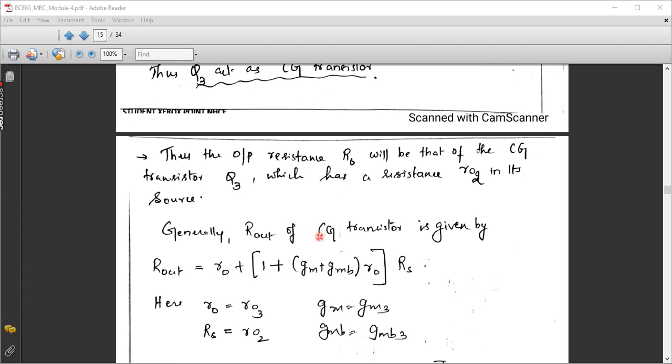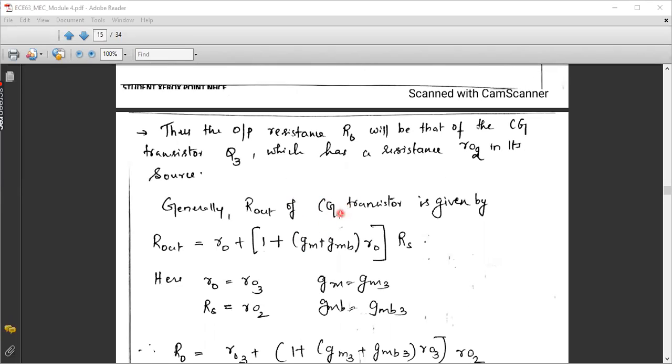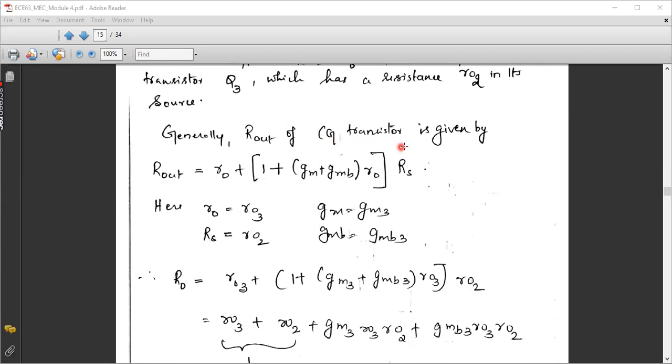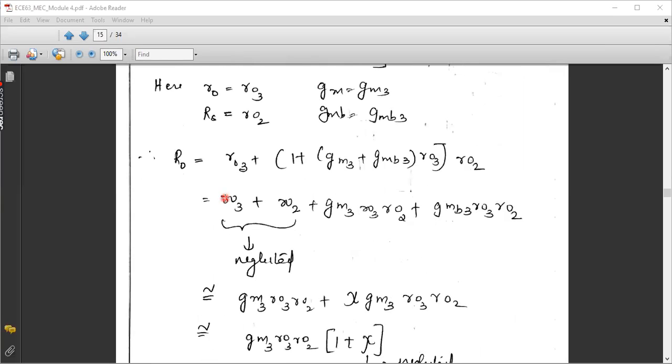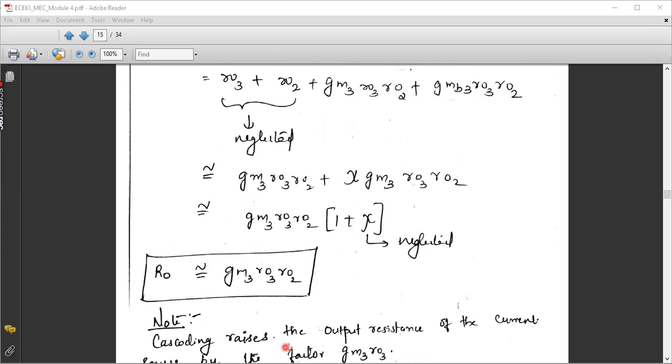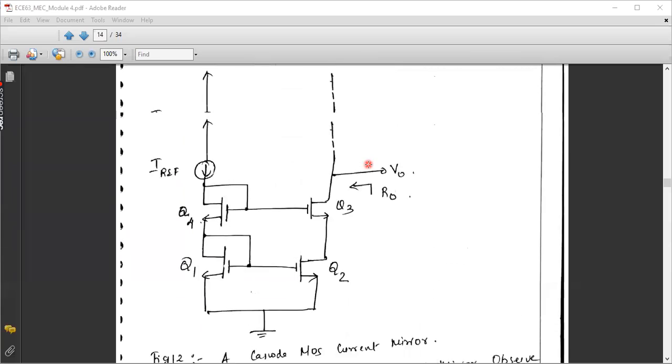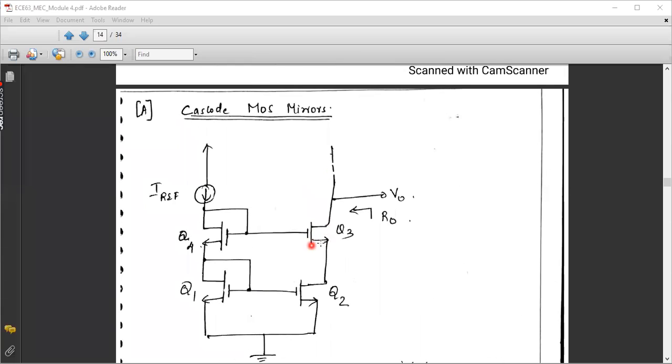Generally, if you see a common gate configuration, the output resistance is given by this equation that we have already discussed earlier. Write down this equation, all of you. From this equation, we will derive the overall resistance of this configuration. Why am I specifically going for common gate? Because if you see the output, this is in common gate. The gate is common to both input and output, right?